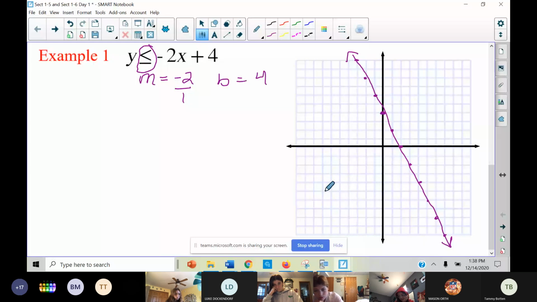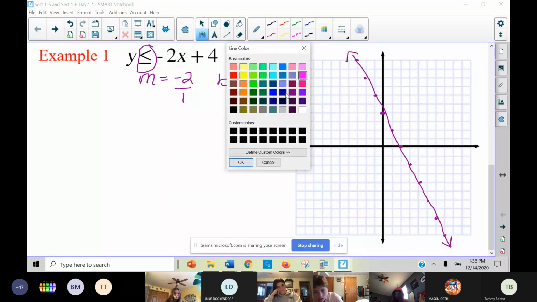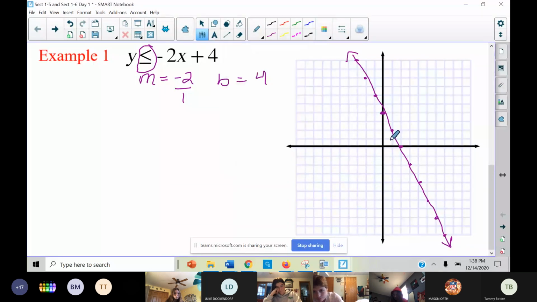Okay. So then what we're going to do at that point is decide which side to shade on. What I do in this situation is I pick the origin if our line doesn't go through the origin. If your line goes through the origin, you'd have to pick a different point, like 1, 0 or 2, 0 or something like that. But if it doesn't go through the origin, that's what I try.